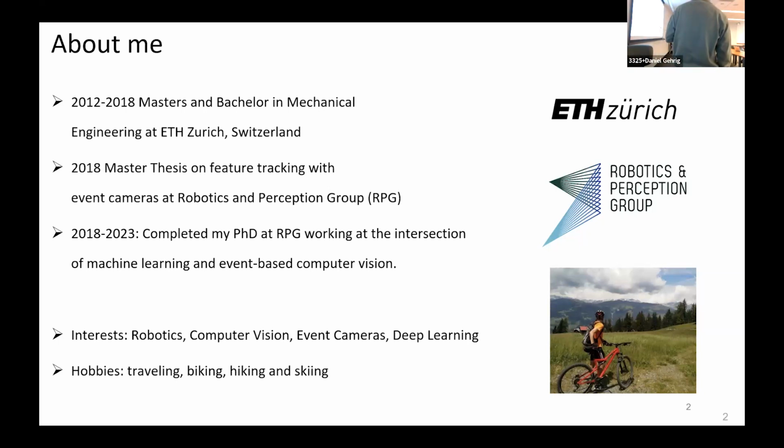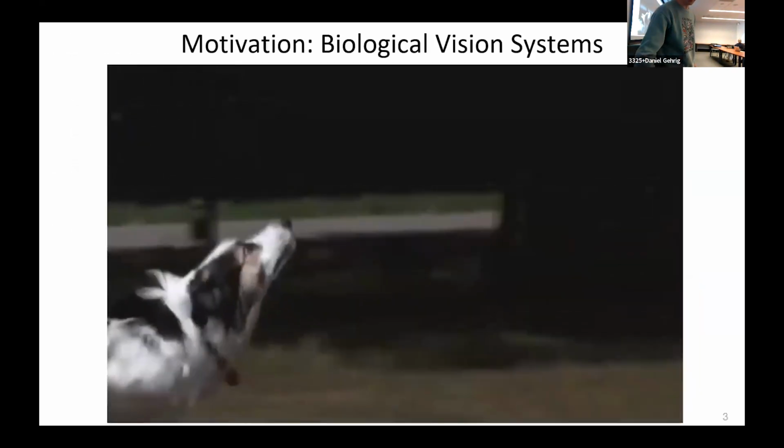So I'm a PhD student. I recently graduated 2 months ago, and as Constance said, I did my master's and bachelor's at Zurich. And then I did my PhD, just graduated, and mostly I'm working on event-based vision and on the intersection between deep learning, event-based vision, and also robotics. In my free time, I like to hike and bike and ski. So you can see on the right, that's a picture from one of the Swiss hills. So now let's delve into the topic.